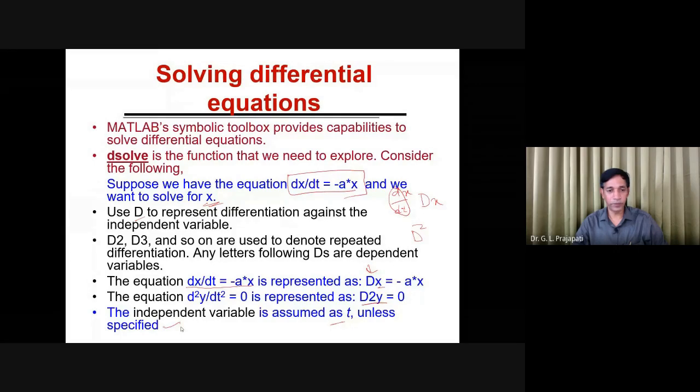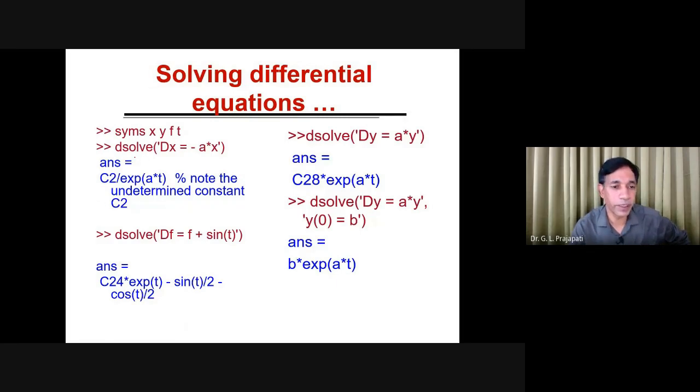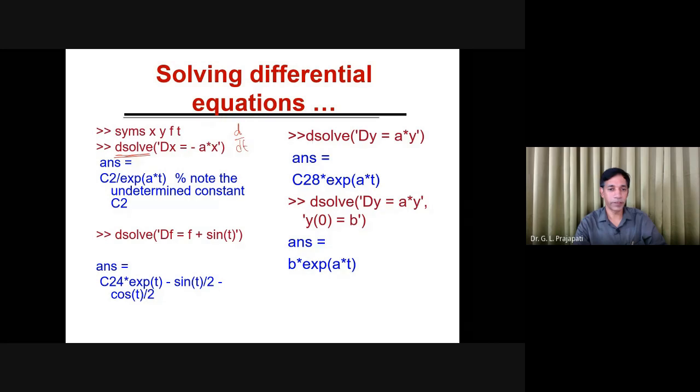Now see, we have the function. The function name is dsolve. This is the name, dsolve, for a differential equation. If you have some differential equation, x is the symbolic variable. So Dx is d by dt of x. So dx by dt is equal to minus a into x. You are going to solve this. So this is the answer. If you use MATLAB, then this is the answer you are getting.